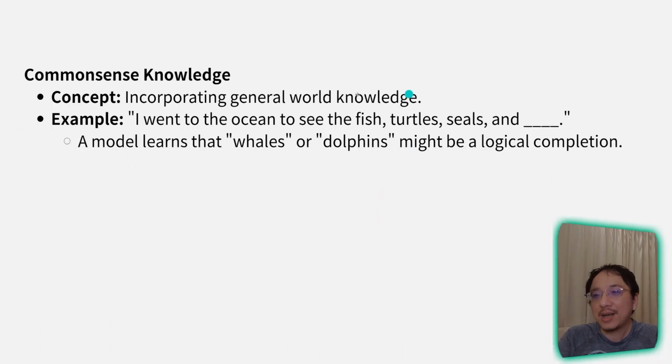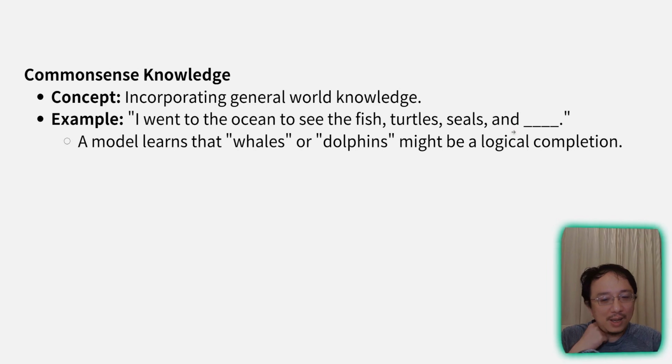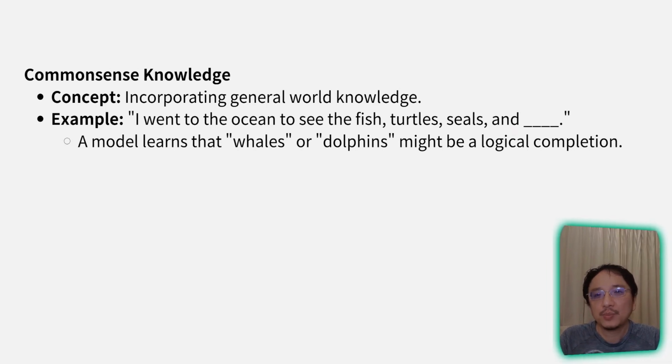Okay, this kind of task also provides a possible source of common sense knowledge. For example, like this one: I went to the ocean to see the fish, turtles, seals, and something. This something is likely to share some common properties with all these ocean animals, so it might be whales or dolphins. So from this kind of task, the model can potentially learn some common knowledge.